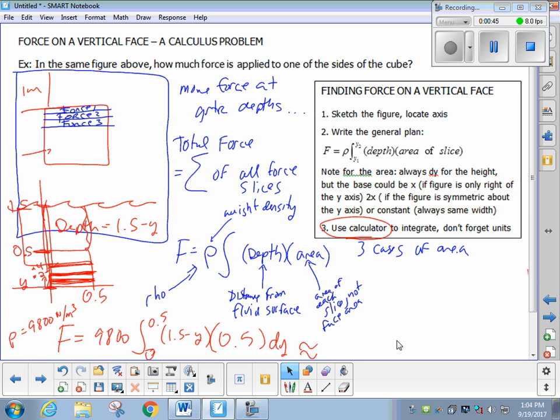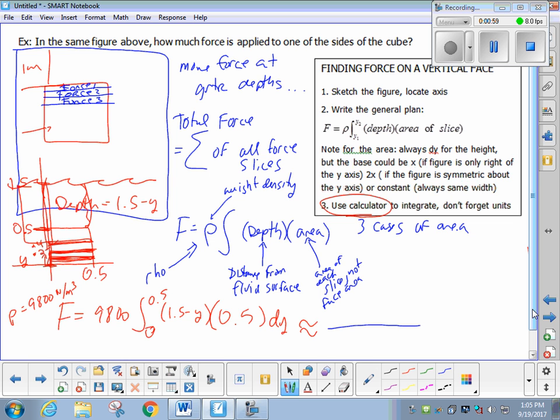So at any rate, we are drawing our axis, trying to calculate the depth of each slice, the area of each slice, and setting up the integral. That's where we are here. And what did you get for an answer, please? Somebody calculated. Or not?